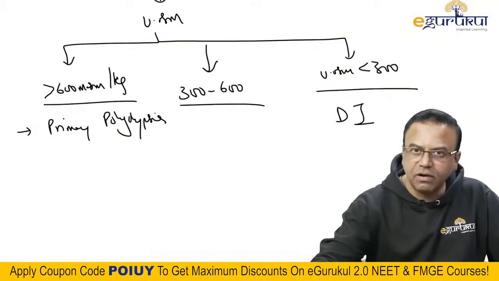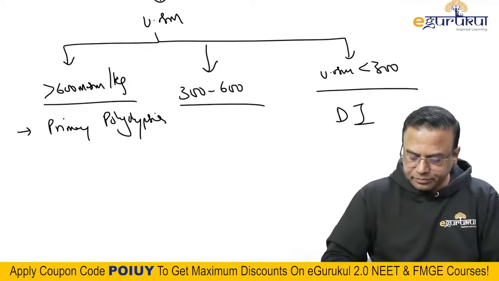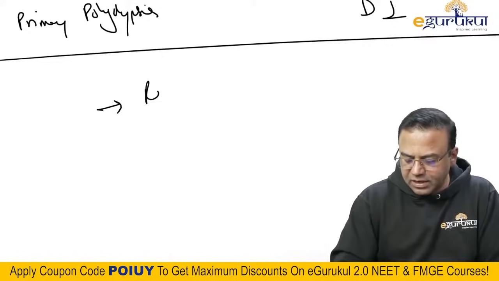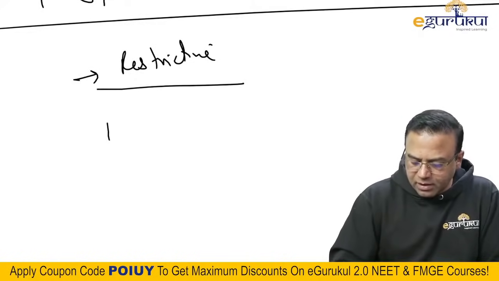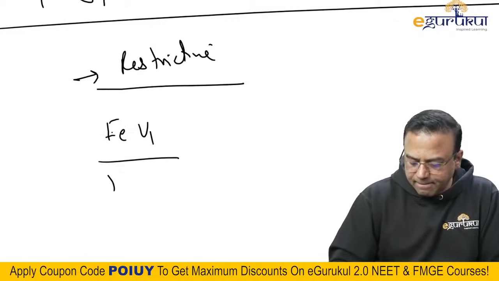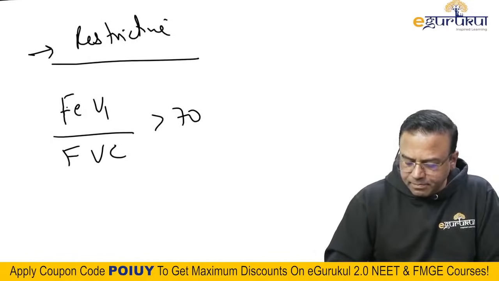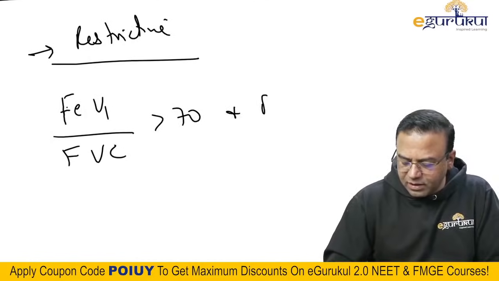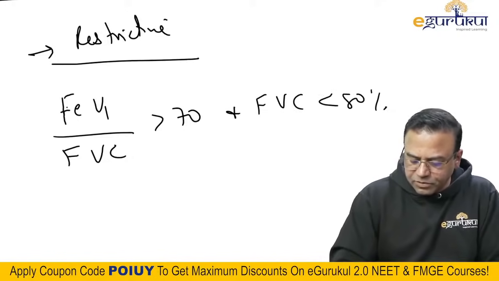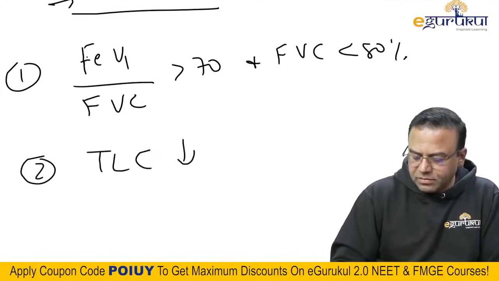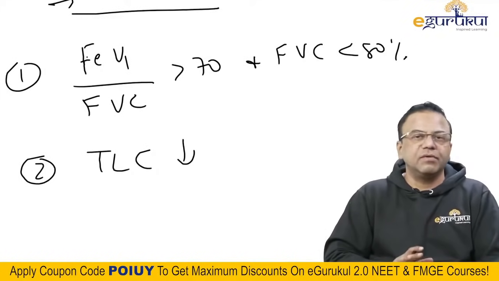Once you've made up your mind that this is restrictive lung disease, as you can see here, what are the points in the pulmonary function test that tell you the patient has restrictive lung disease? The FEV1/FVC ratio is more than 70 and FVC is less than 80%. This is one point. Total lung capacity decreased is another point. If these findings are there, this is nothing but restrictive lung disease.